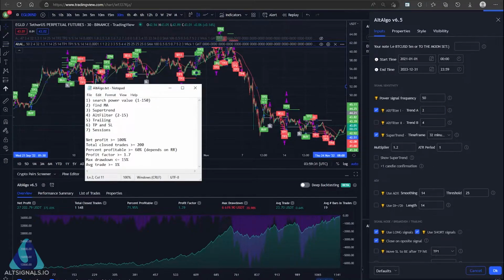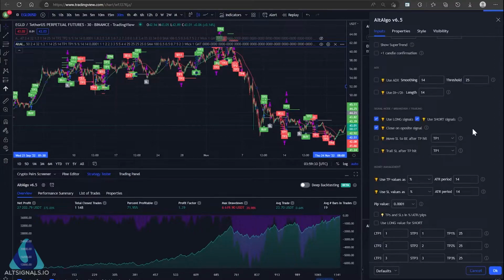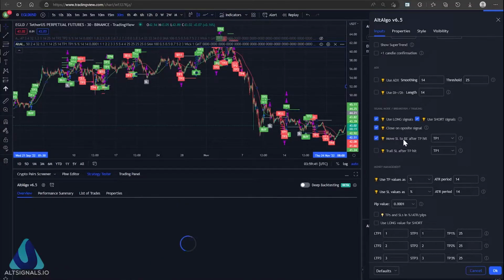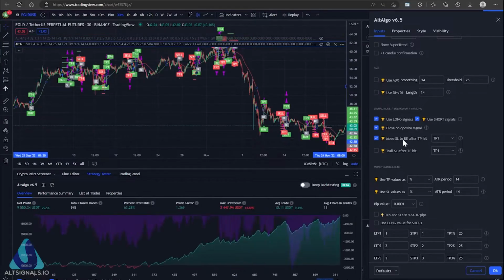Then we go to trailing. So maybe our setup works well like this, but maybe even better if we trail the stop loss. So let's try that first. So we move the break even on the take profit 1. Usually this results in lower profits, but maybe better percentage profitable or profit factor. Now here, as you can see, it's kind of the same, not improving much.